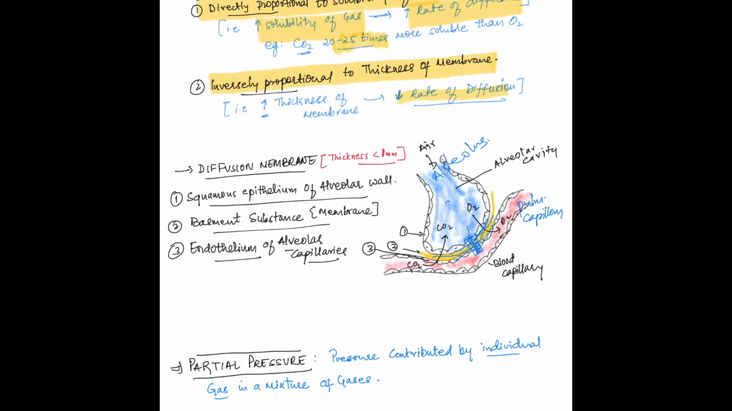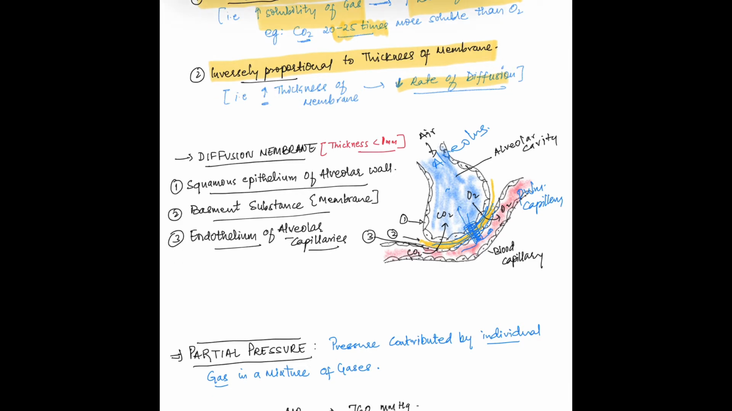Oxygen from alveoli crosses these three layers, that is, it crosses the diffusion membrane and reaches the pulmonary capillaries, where it is taken up by the RBCs, and carbon dioxide from the pulmonary capillaries crosses the diffusion membrane and reaches the alveoli, and from the alveoli it is removed from the body by expiration. This diffusion membrane is less than 1 millimeter in thickness.